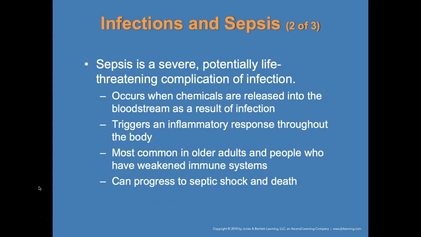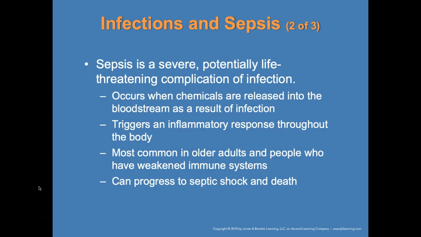Sepsis is a severe, potentially life-threatening complication of infection. It occurs when chemicals from those infections are released into the bloodstream as a result. It'll trigger an inflammatory response throughout the body. It's most common in older adults and people who have weakened immune systems. This can progress into septic shock and death.